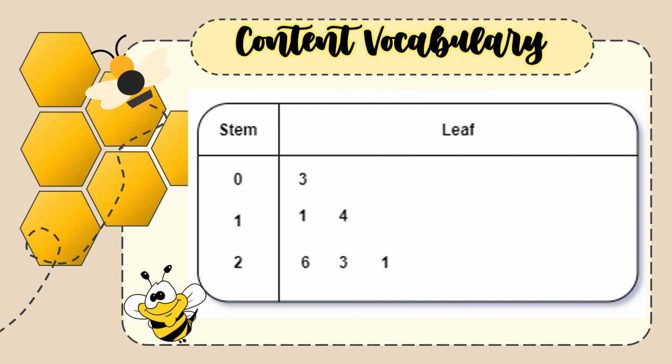This is what a stem and leaf plot looks like. We have here the stem, and these are the last digits. We have 3, 1, 4, 6, 3, 1. So these are the leaves, and these are the stems.